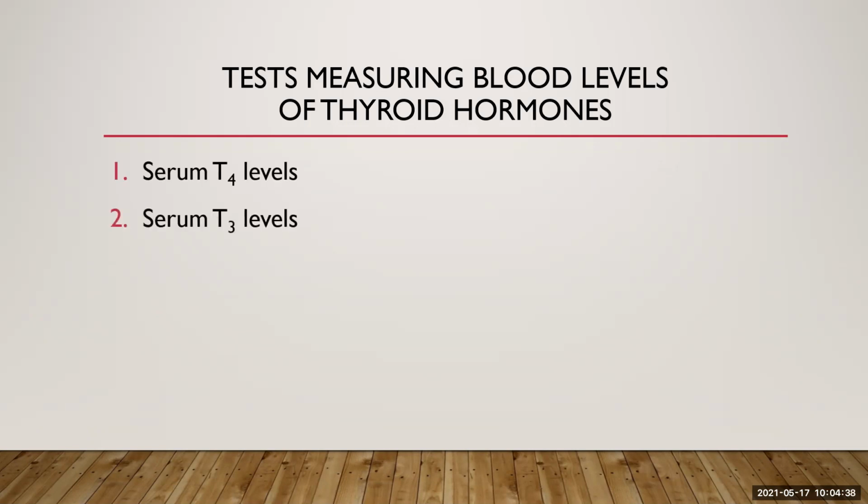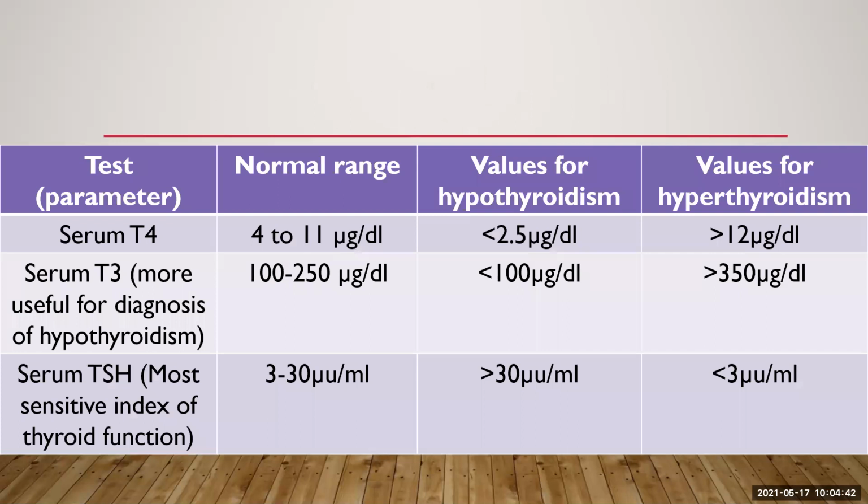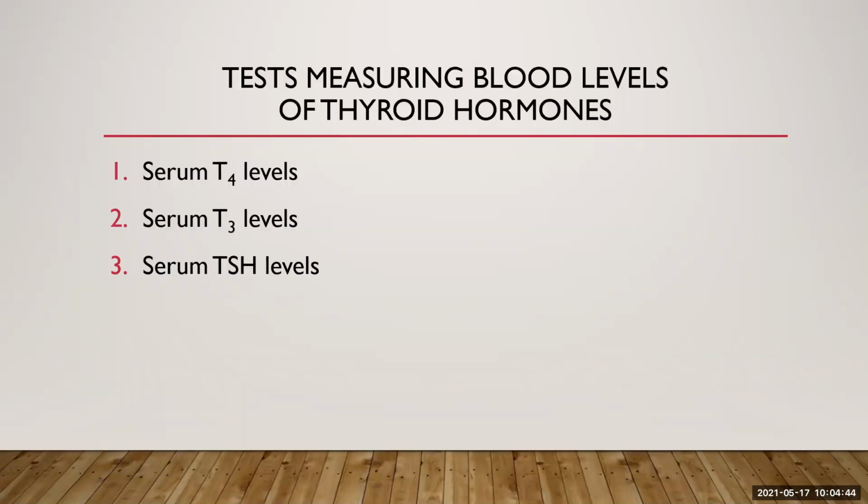So these are the following tests that we are going to do in this topic: serum T3 levels, serum T4 levels, and serum TSH levels. Now this includes both free T3, free T4, and total T3 and total T4. Now the concept, let us understand what is the difference between free thyroid hormone and total thyroid hormone.